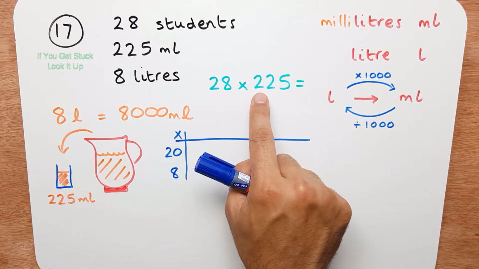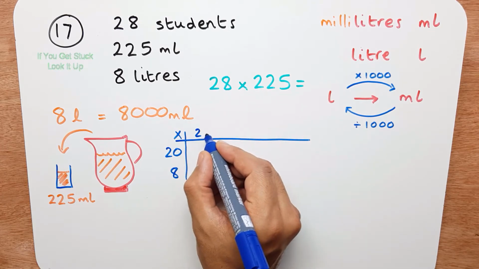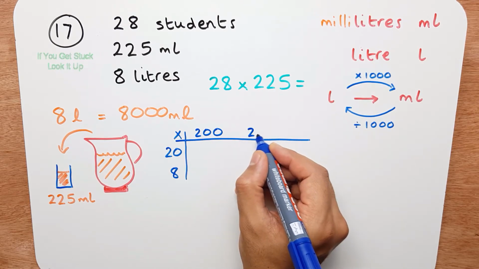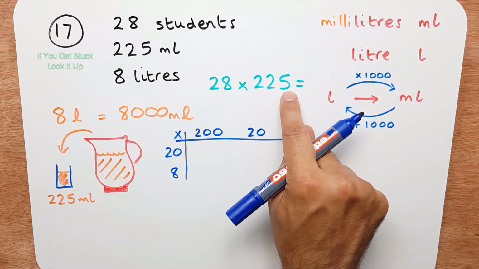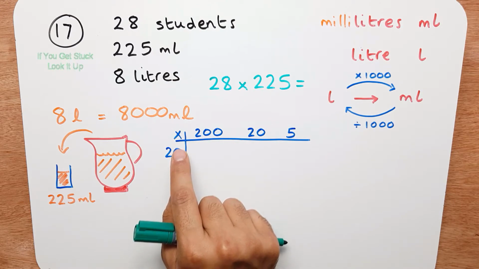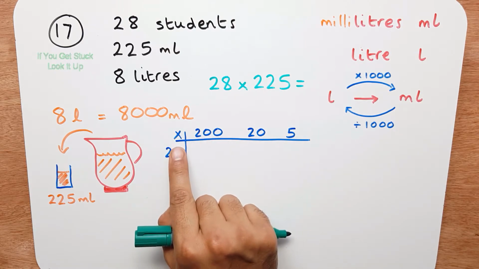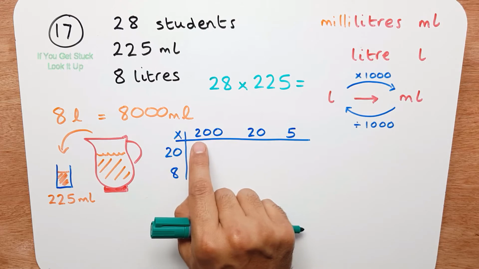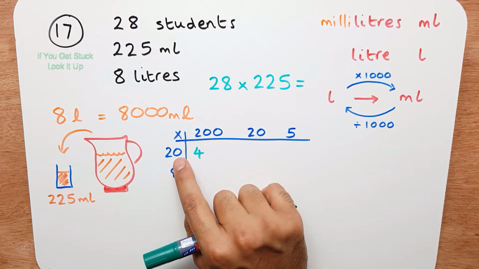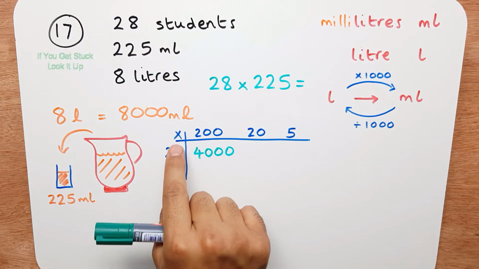Now, what I do is I partition 225. So there's 200s, which is 200. 2 tens, which is 20. And 5 ones or 5 units, which is 5. My first calculation is 20 times 200. As before, what I'm going to do is hide these 2 zeros and this 0. So all I've got to do is 2 times 2, which is 4. Now watch this, I carefully bring back 1, 2, 3 zeros.